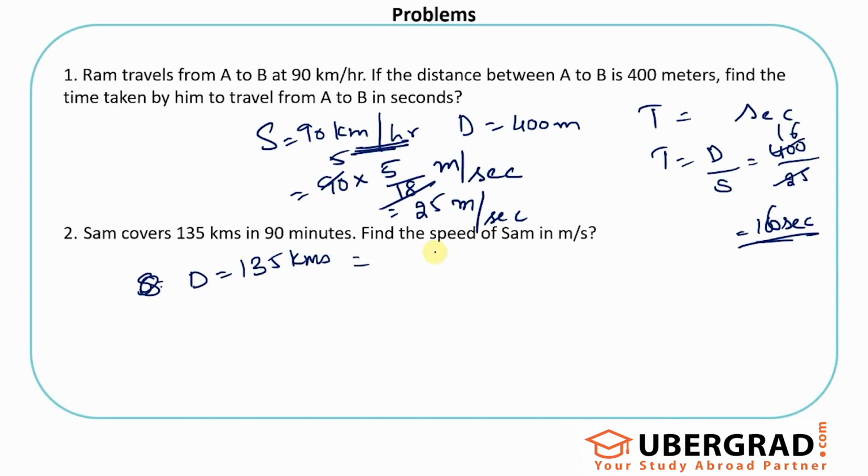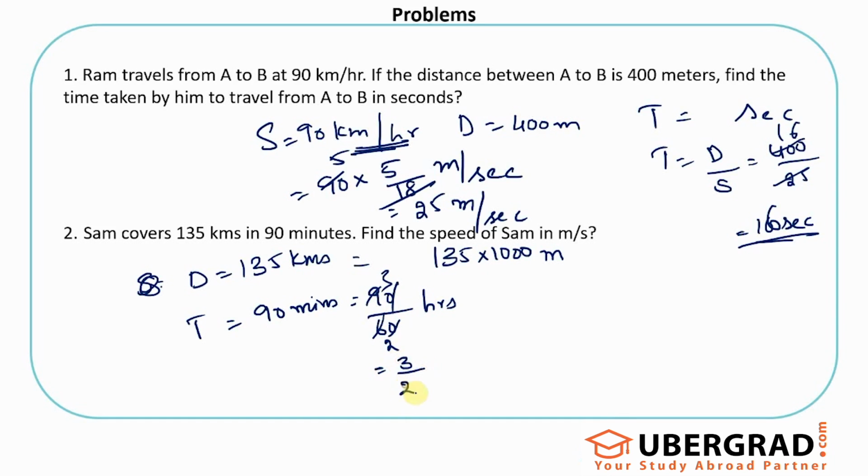I'm doing both the ways right now. 135 into 1000 meters, right? What is the time taken? 90 minutes. Make sure you convert this into hours, because if I want to do it in kilometers per hour, I cannot divide 135 by 90. I need to convert 90 by 60 hours. That will be 3 by 2 hours. Or if I am doing it in seconds, it will be 90 minutes into 60 seconds.